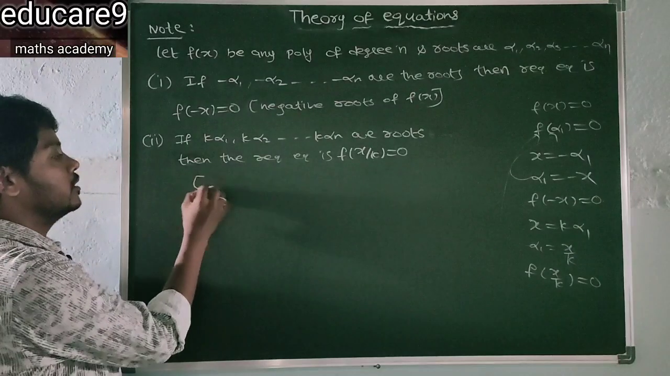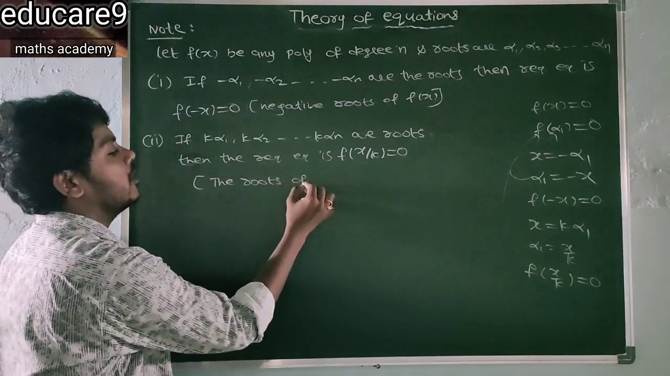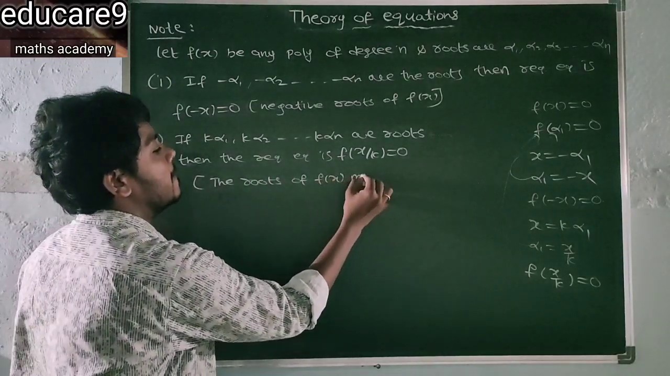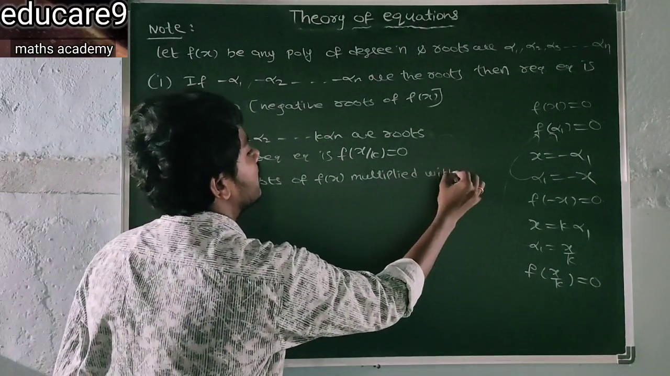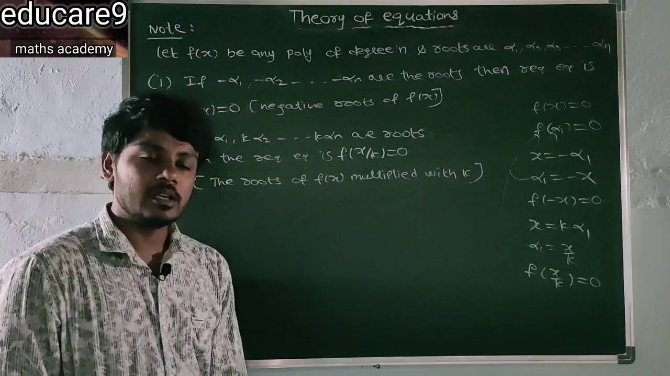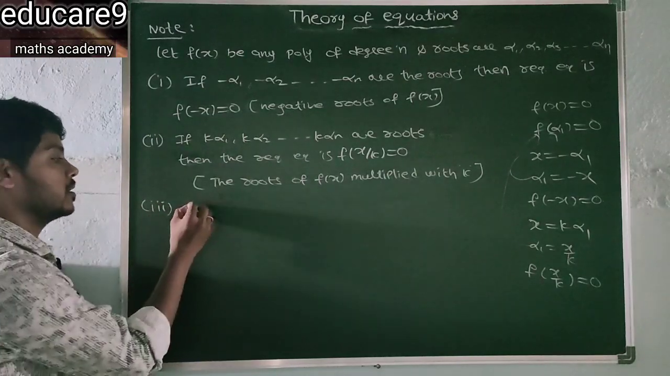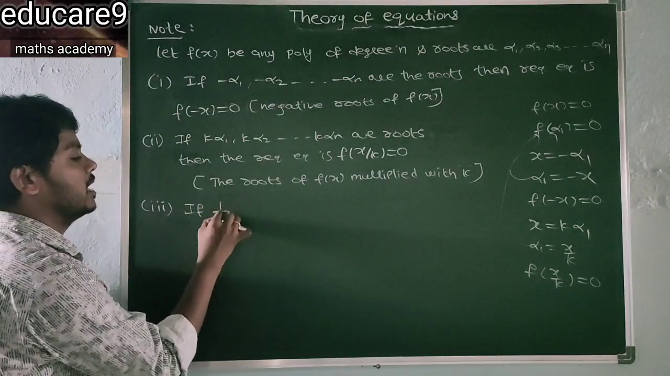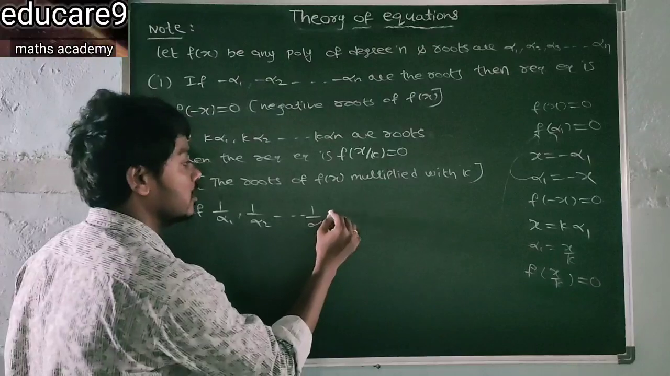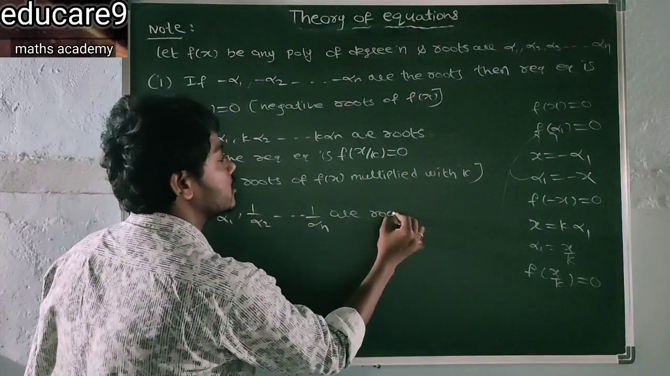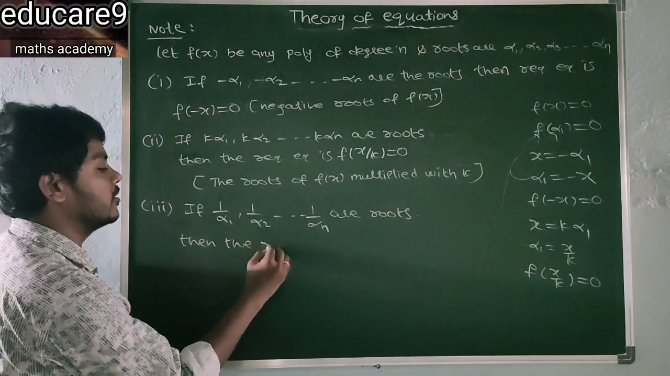When the roots of f(x) are multiplied with k. Okay. This is the second condition. And third condition, if 1/α1, 1/α2, and so on 1/αn are roots, then the required equation is what?